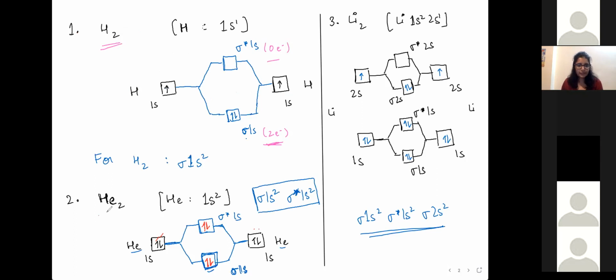In the case of helium, that is not the case. You have an equal number of electrons in bonding and anti-bonding. So you can say that in the case of helium, He2 will not be formed, and even if it does, that is a more unstable state. That's why each of these He atoms will not prefer forming a bond with each other. And that's why helium is inert.